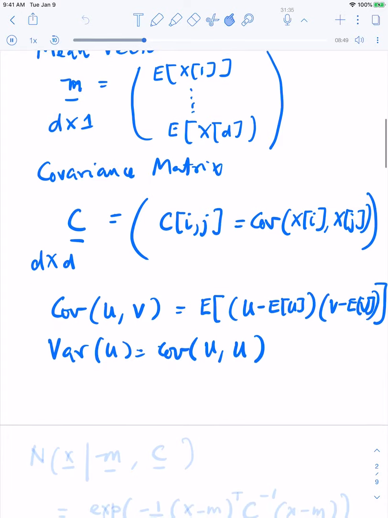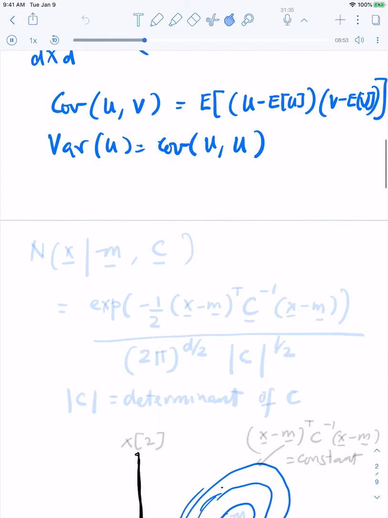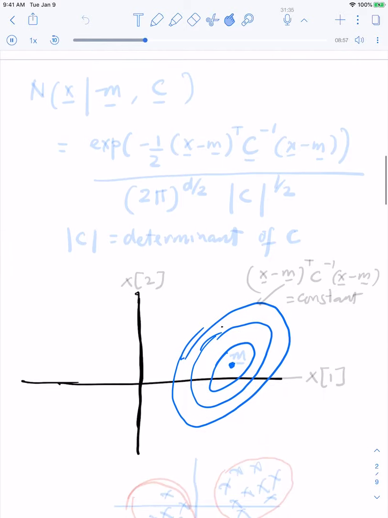So what does the density of a Gaussian random vector look like? And I'm going to write it in the same kind of notation as before.